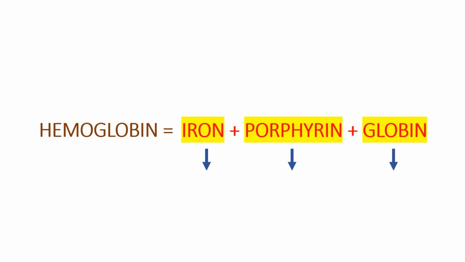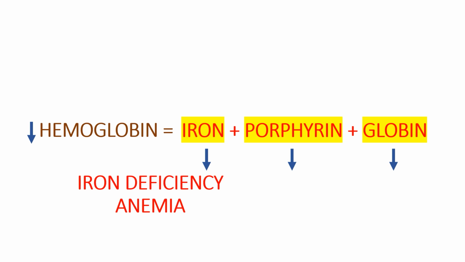Now, if iron is reduced, what do we call it? We call it iron deficiency anemia. So one cause of microcytic hypochromic anemia is iron deficiency anemia. Now what do we call it if globin is reduced? If globin is reduced, we call it thalassemia. So globin chains, you have alpha chains, you have beta chains. So if alpha globin chains are reduced, that is alpha thalassemia. If beta globin chains are reduced, that is beta thalassemia.